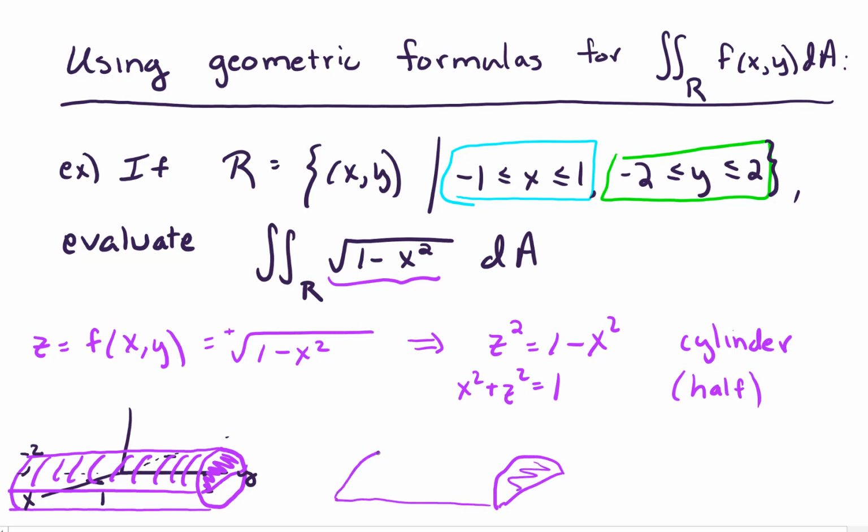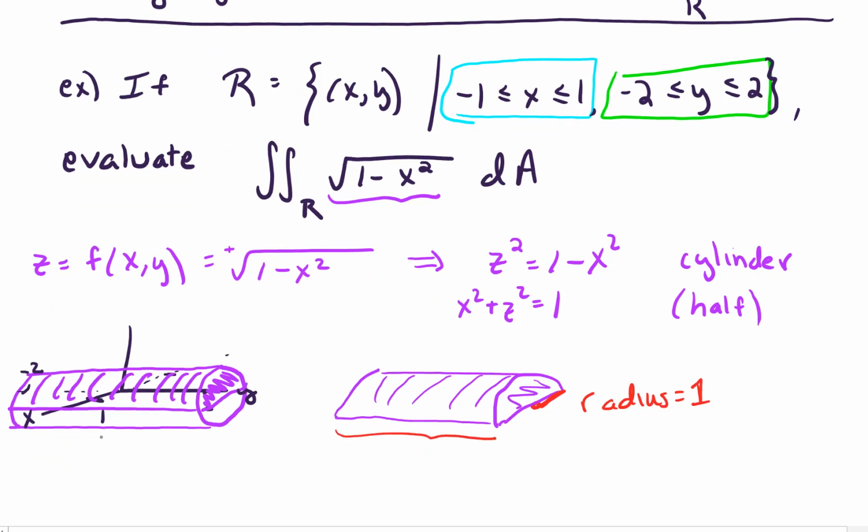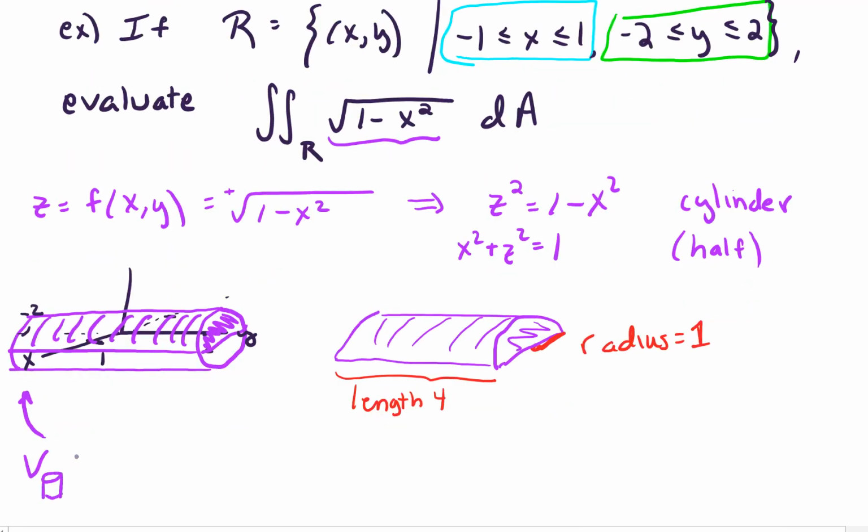It's got that semicircular end, and then goes from -2 to 2 in the y direction. Now we know the volume of a cylinder, and in this particular example the radius is 1. The length is from -2 to 2, so the length is 4. The volume of our cylinder is base times length, so pi r squared times L. In this case, it would be pi times 1 squared times 4, or 4 pi. And so for our half cylinder, the volume would only be 2 pi.